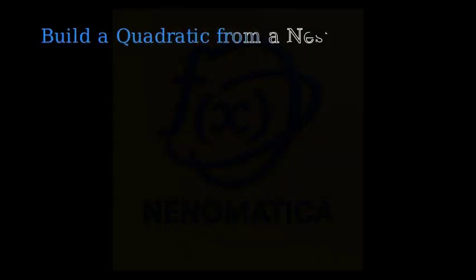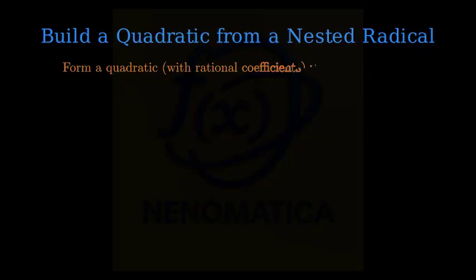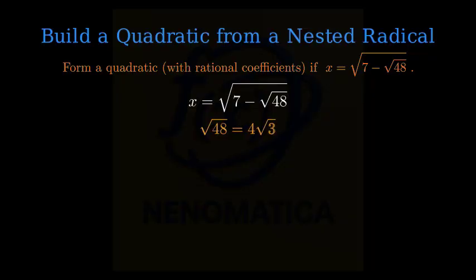In this lesson, we'll turn a nested radical into a simple quadratic with rational coefficients. Our given root is x equals the square root of 7 minus the square root of 48. Step 1. Define the variable and simplify the inner radical. The square root of 48 equals 4 times the square root of 3.